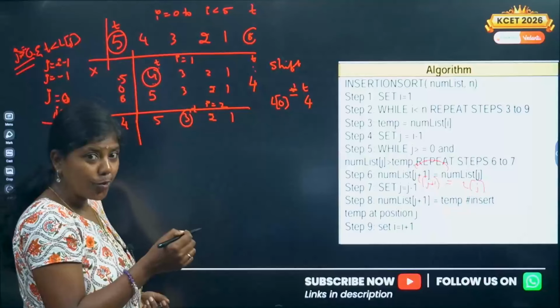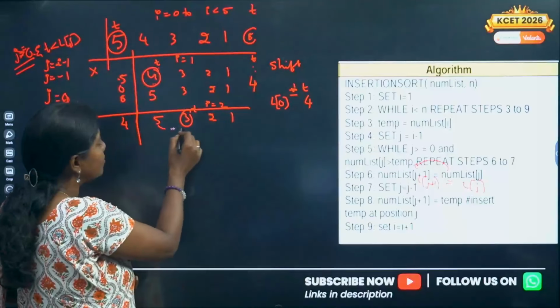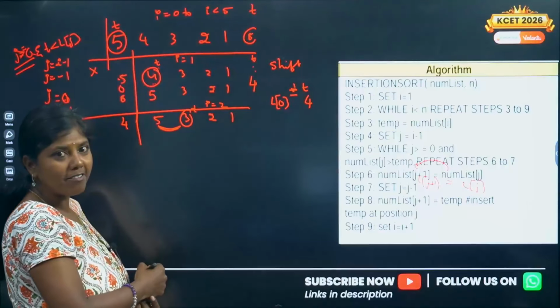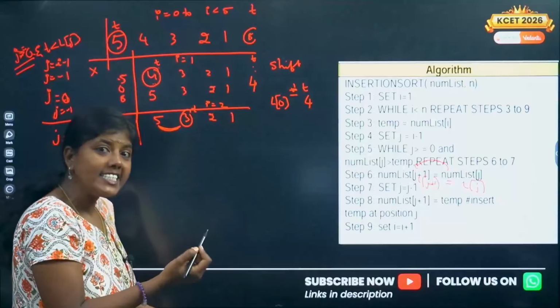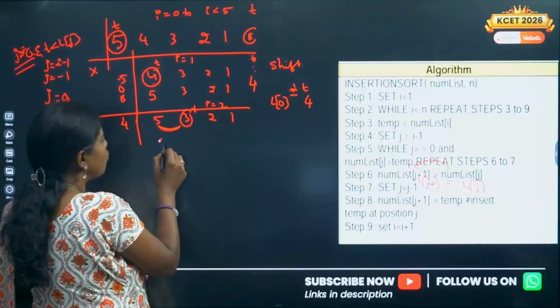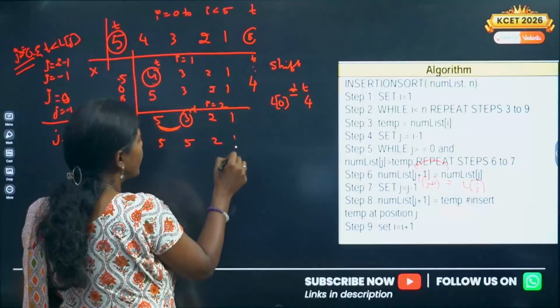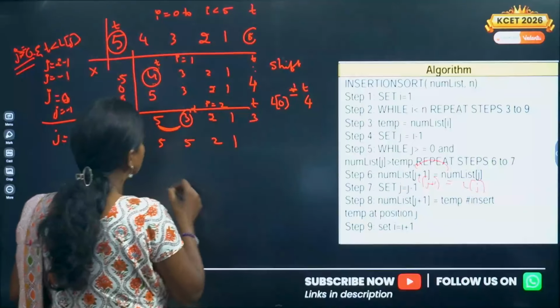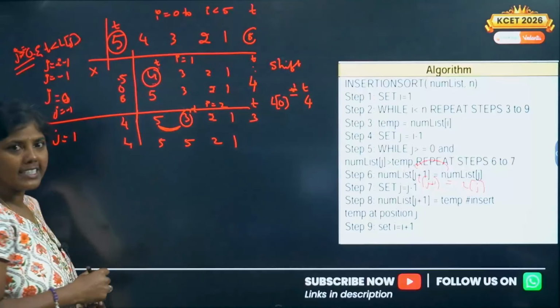Now what will I do? I am going to compare 3 with 5. Is it less? Yes, it is less. Shift it. So 4, 5, 5, 2, 1. What is temp? Temp is equal to 3. Then I am going to place it here.